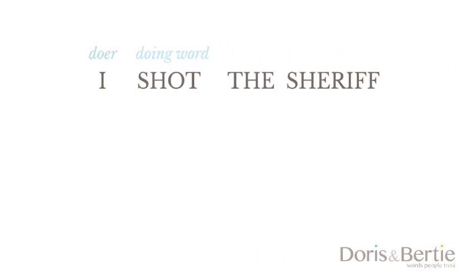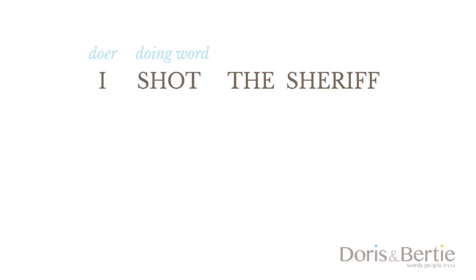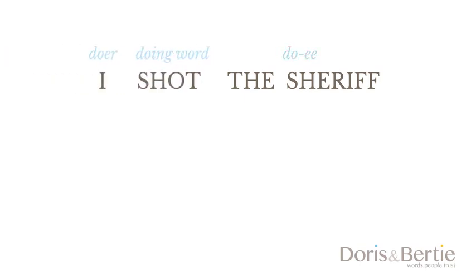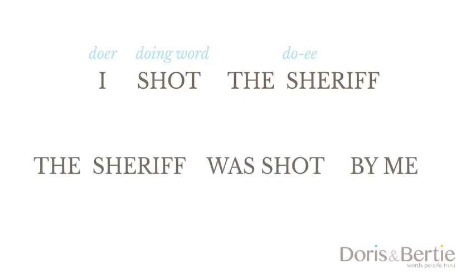This sentence also tells us who was affected by the verb, the person who was shot, i.e. the sheriff. In grammar speak, this person would be called the object of the sentence. But I'm going to call them the doee because they are the person to whom something was done. Now let's compare that sentence with this sentence, which is in the passive. In this sentence, rather than somebody doing something, something is done to somebody else. Now it's telling you exactly the same thing, but in a different way.